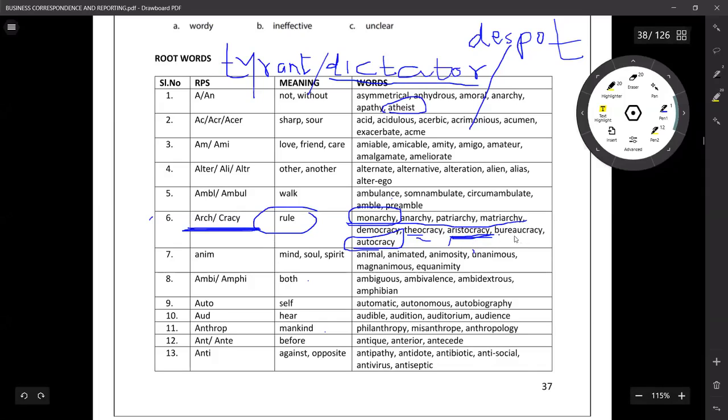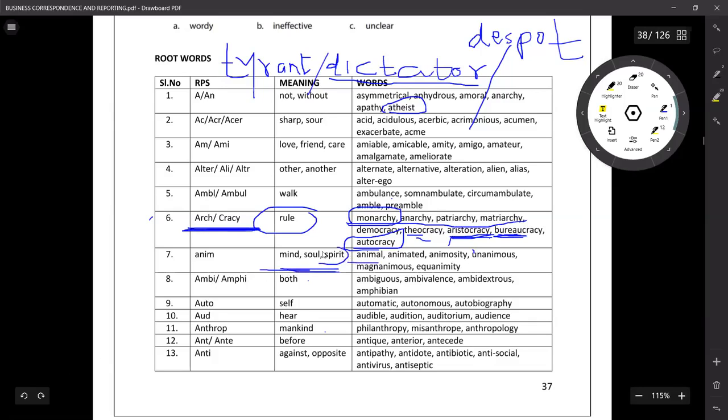Very good. Bureaucracy, bureau, department, officials, ruled by officials. We say, there's a very common problem of bureaucracy. Correct, of the officials. So you keep going, your file keeps traveling from one desk to the other officer's desk to the other officer's desk. What is all of that? That is bureaucracy. Autocracy, one man rule. Correct.